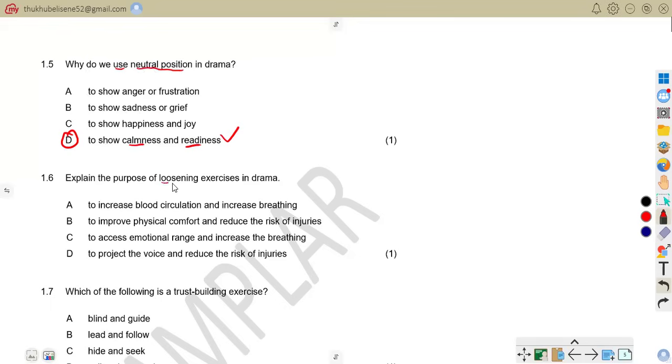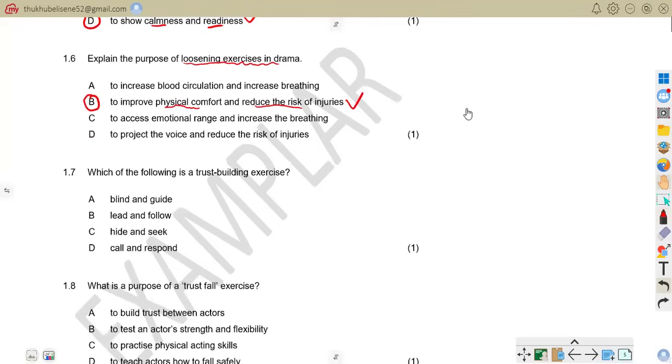1.6, explain the purpose of loosening exercises in drama. For the given four options, the correct answer is B. The purpose of loosening exercises in drama is to improve physical comfort and reduce the risk of injuries. That is why we do loosening exercises. Now 1.7, which of the following is a trust building exercise? The correct answer there is A, blind and guide. Those are trust building exercises.